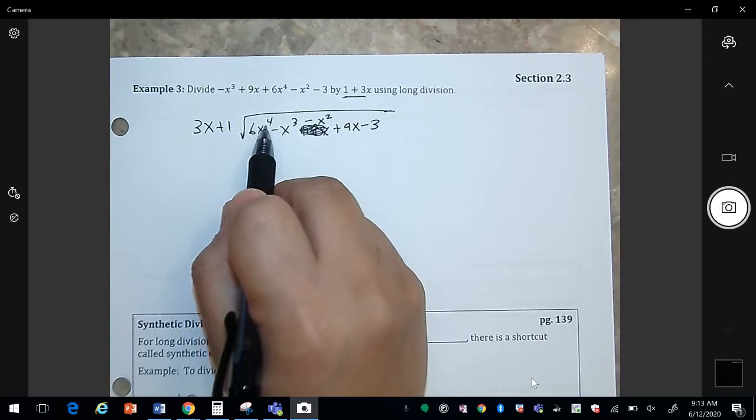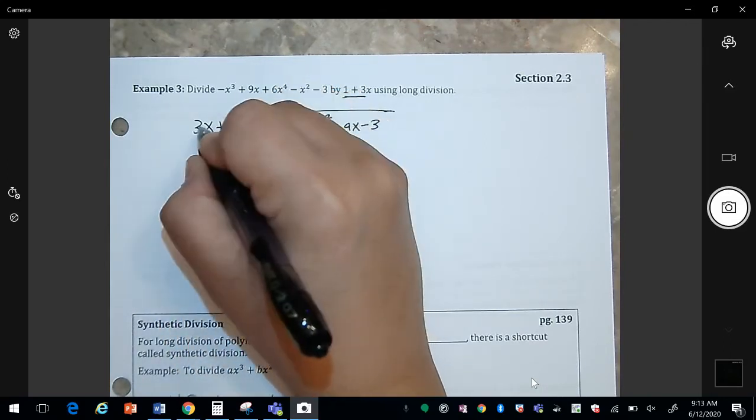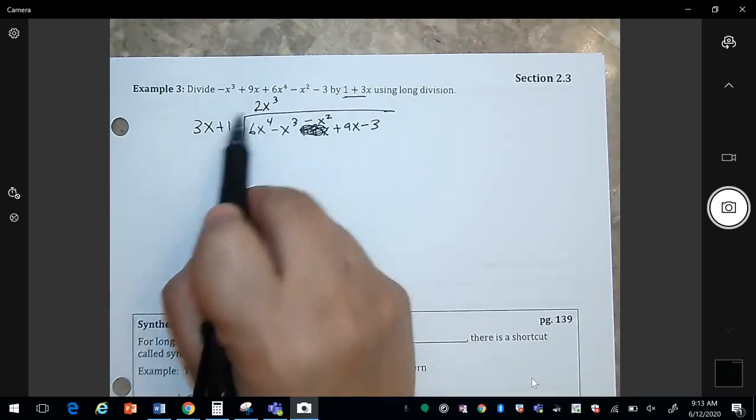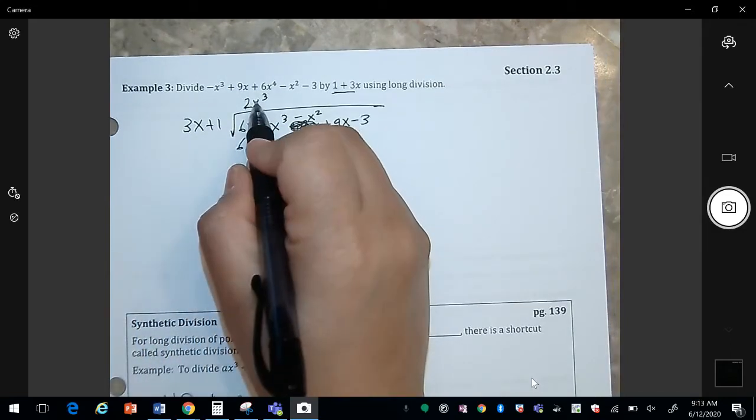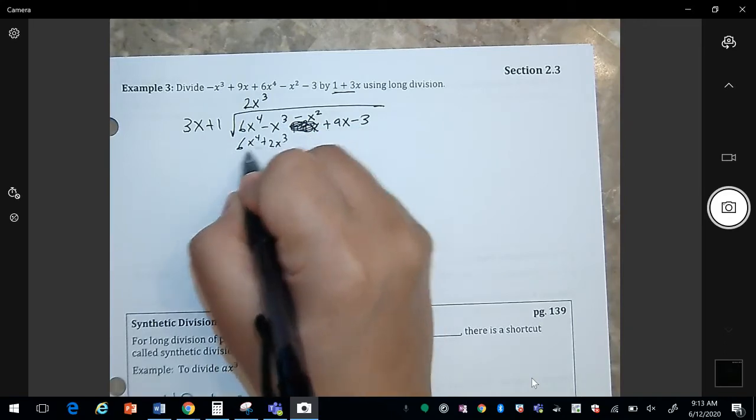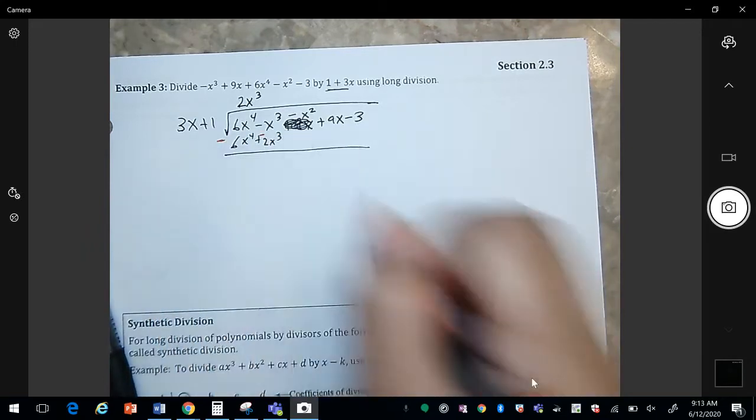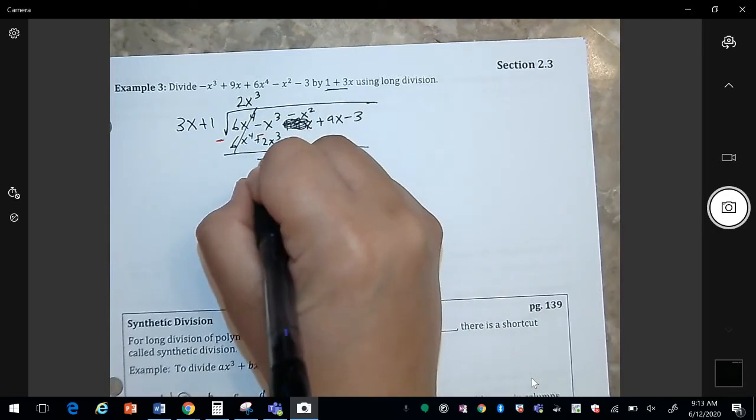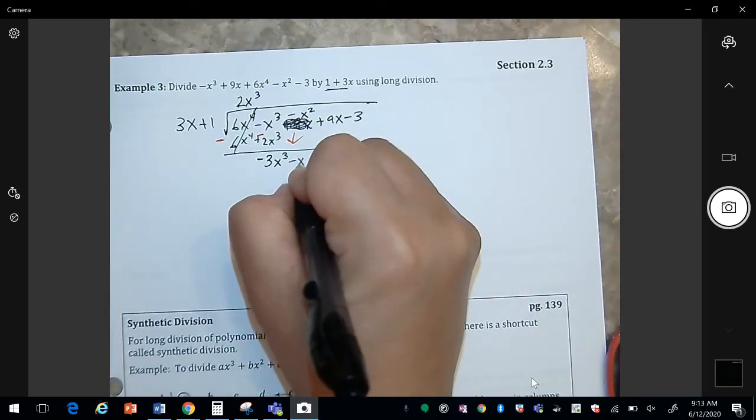So 6x to the 4th, 3x goes into 6x to the 4th. That would be 2. 2 times 3 is 6, and then we have x cubed. So 2 times 3 is 6x to the 4th plus 2x cubed. Change the signs. So this cancels, and then negative 2x cubed minus x cubed is negative 3x cubed. Bring down the negative x squared.